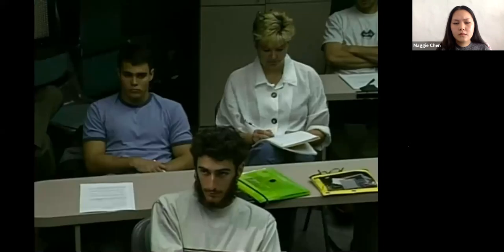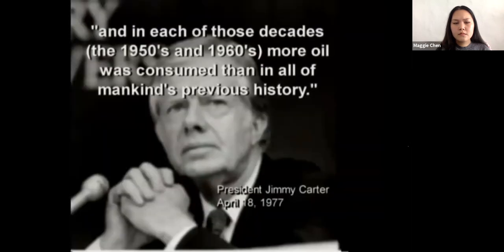Now, did you realize that anything as completely acceptable as 7% growth per year could give such an incredible consequence, that in just 10 years you'd use more than the total of all that had been used in all of preceding history? Well, that's exactly what President Carter was referring to in his famous speech on energy. One of his statements was this. He said, and in each of those decades, more oil was consumed than in all of mankind's previous history.